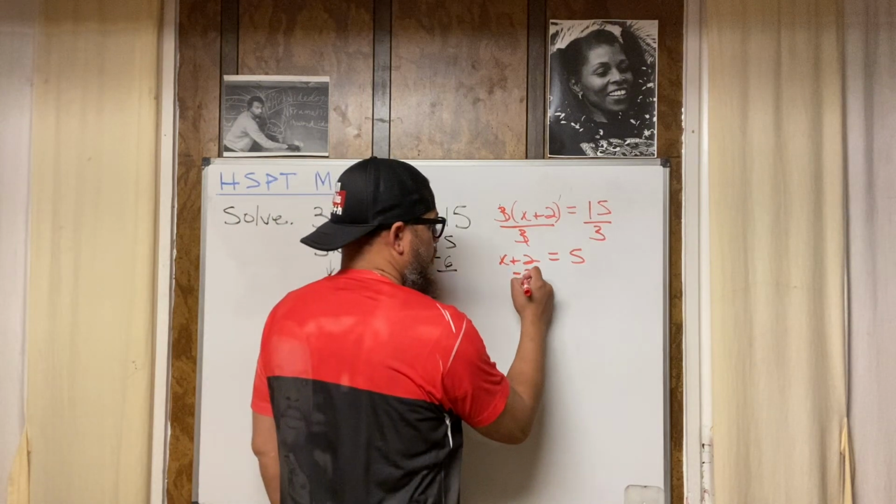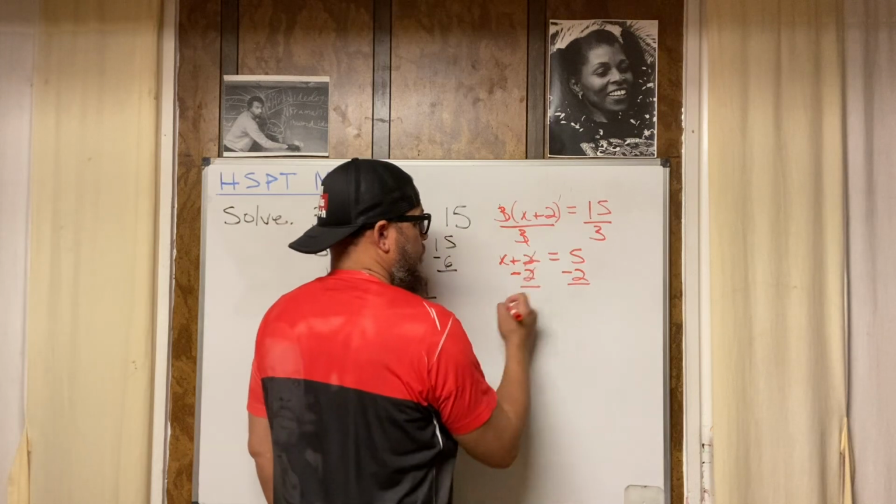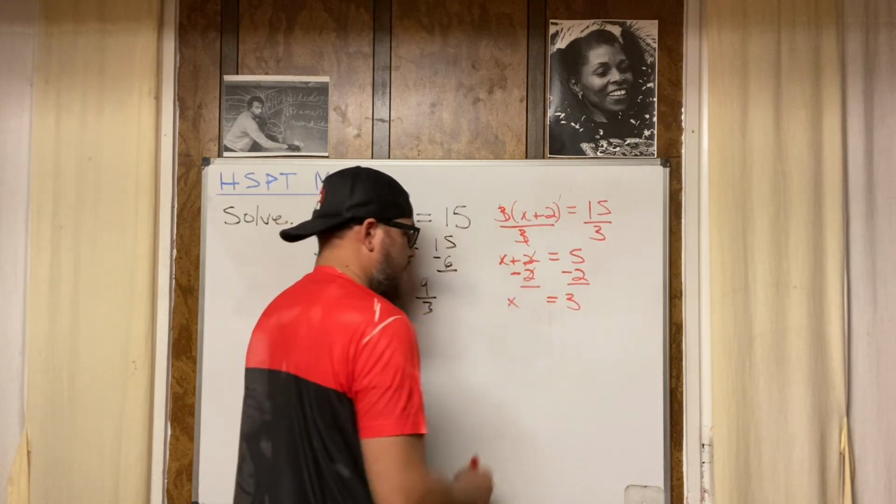So I'm going to do minus 2 over here, and I'm going to keep it balanced. I'm going to do minus 2 over there. 2 minus 2 is 0. Bring the x down. Then over here, you got 5 minus 2. You got 3. Now look what happened.